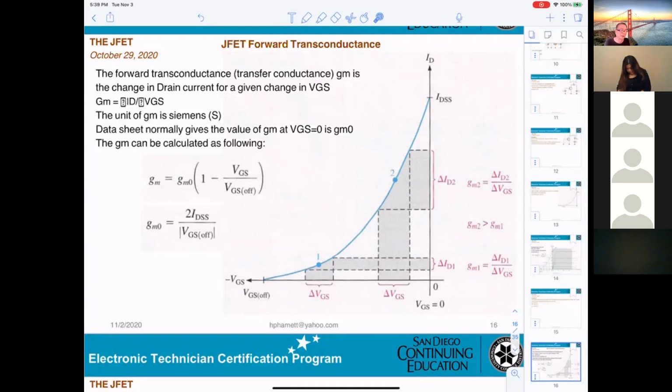The data sheet normally gives GM0, and you can calculate GM by using GM0. Also, you can calculate GM0 if it is not given to you. It equals 2 times IDSS divided by the absolute value of VGS off.